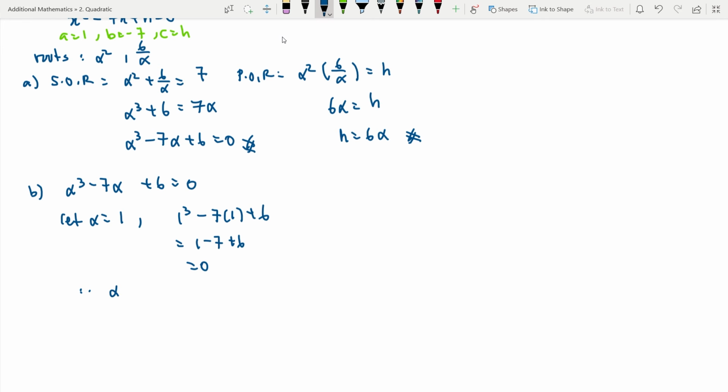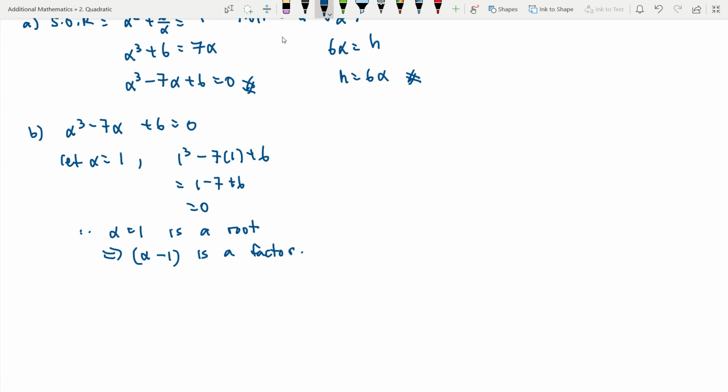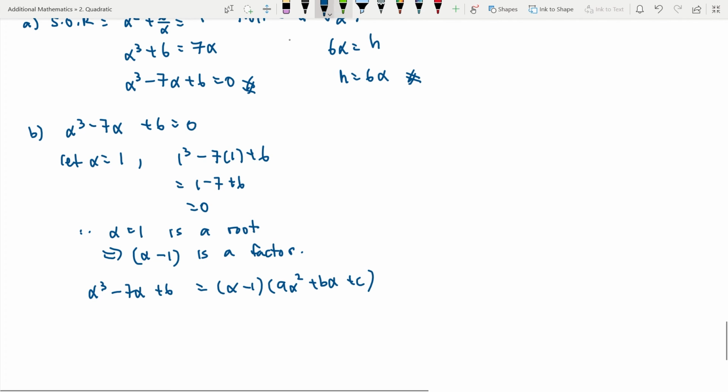Therefore, alpha equal to 1 is a root for the equation, and it will lead to alpha minus 1 being a factor. We can rewrite the expression alpha cubed minus 7 alpha plus 6 into alpha minus 1, a alpha square plus b alpha plus c. Then we expand the bracket. The reason we do so is to compare the coefficient later.